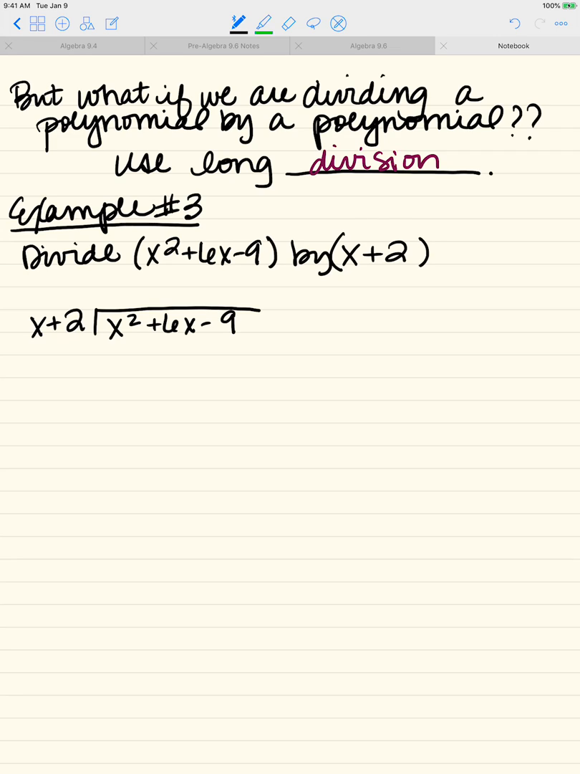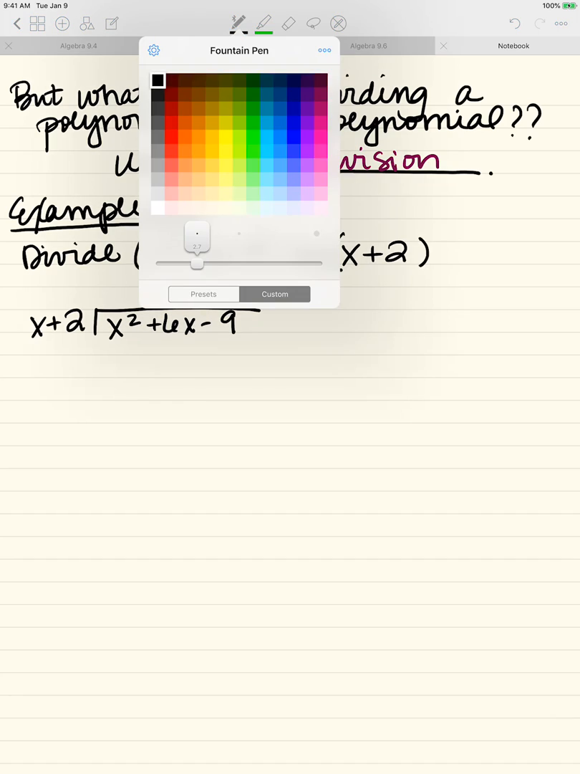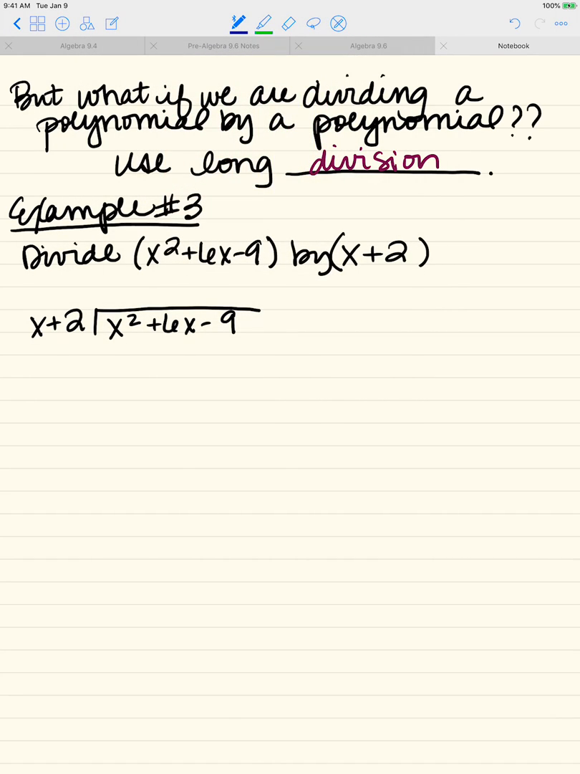The first thing we need to do is rewrite this as a long division problem. Remember, your dividend goes under the house, if that's how you learned it, and your divisor goes outside, so that's how I've written this. So we have x squared plus 6x minus 9 being divided by x plus 2. The first step is to divide the first term of the dividend by the first term of the divisor.